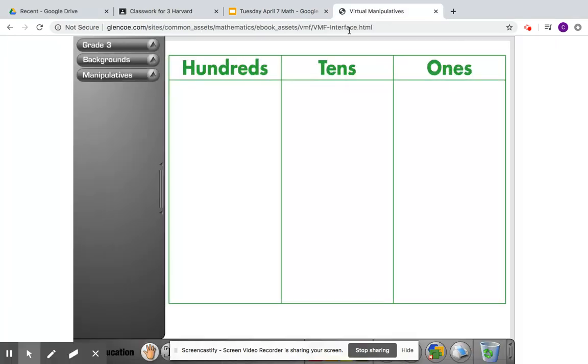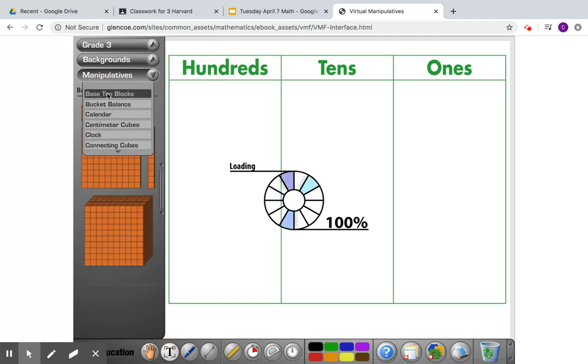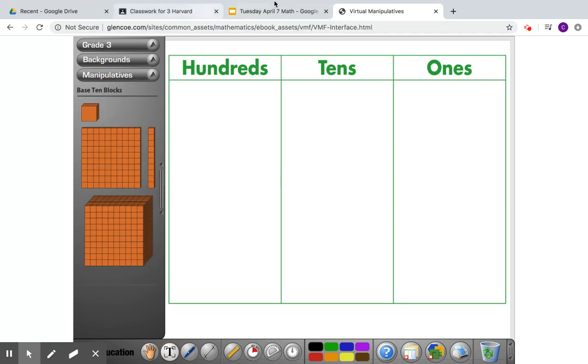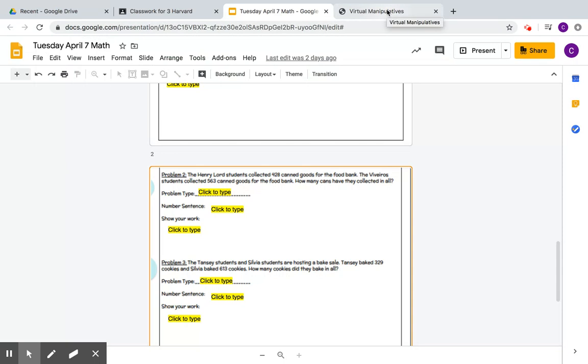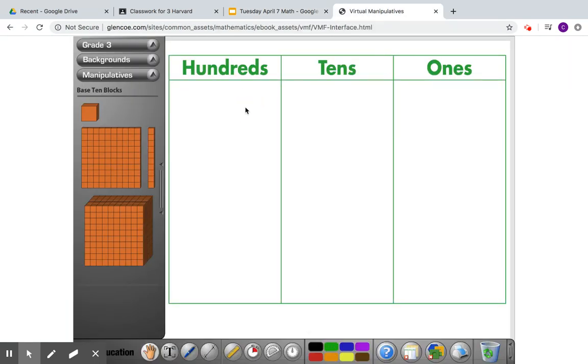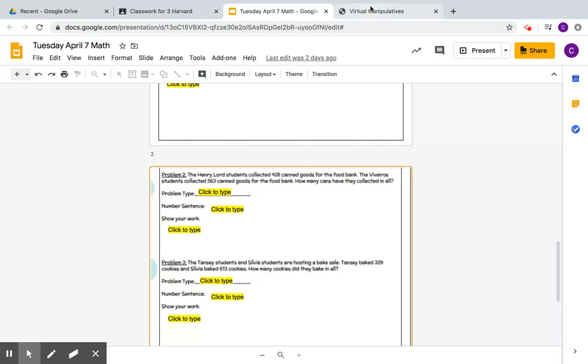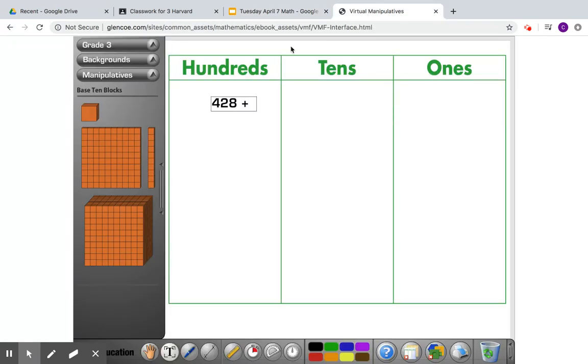So I am going to move to a different screen and I'm going to model this with base 10s. But first I'm going to write my math sentence. So we said that Henry Lord had 428. So I'm just going to write 428, and we said we're putting it together, so we're adding, and we are adding 563 equals question mark. That's what we're going to figure out. So I'm just going to make this a little bigger so we can leave it on the top of our screen, and I'm going to use some base 10s.